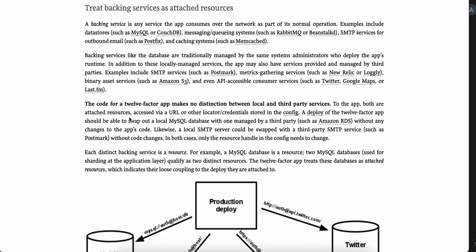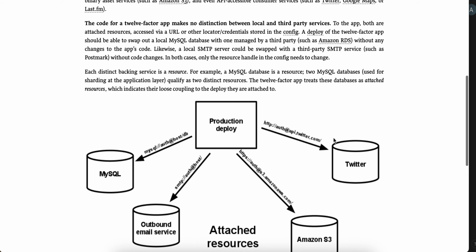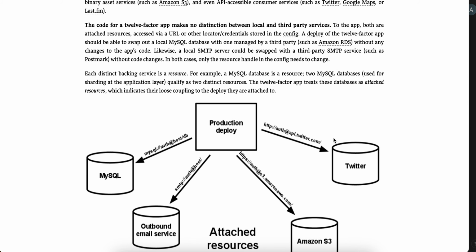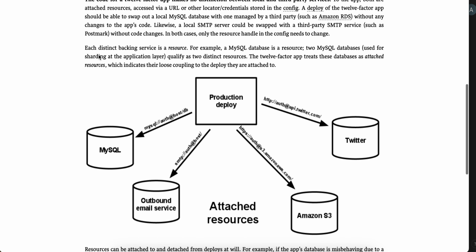A deploy of the 12-factor app should be able to swap out a local MySQL database with one managed by a third party, for instance RDS, without any changes to the app's code. Likewise, a local SMTP server could also be swapped out with a third-party SMTP server without code changes. In both cases, only the resource handle and config need to change. That's it, right? You have not made any code changes. You just change the config. Beautiful, right?